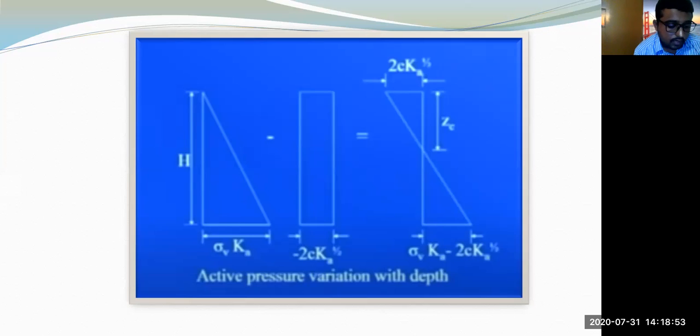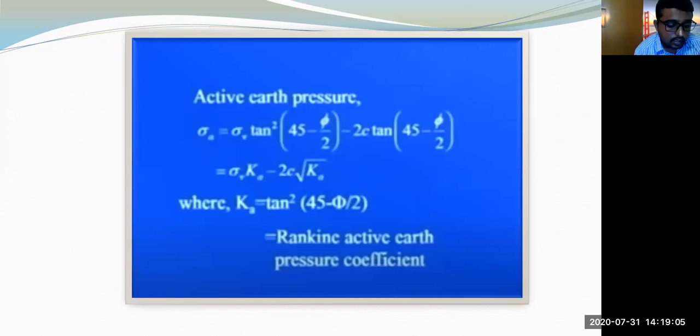So we are trying to develop the active earth pressure variation with depth in case of Rankine's active earth pressure. So you see here, what does this expression give you? At any particular depth, if sigma v means your vertical stress, then a part of this active earth pressure is given by sigma v Ka, and a part of this is minus 2c root Ka, where sigma a is equal to sigma v Ka minus 2c' root over Ka. That is, soil is cohesive soil.